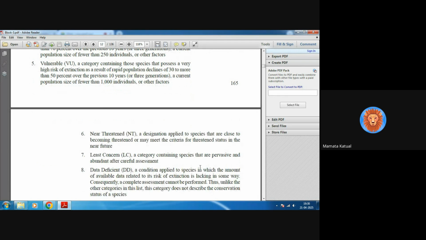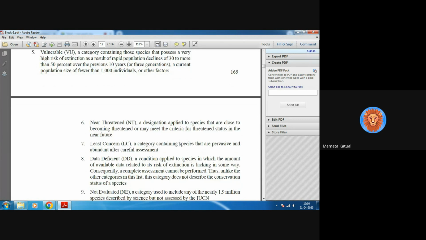Similarly, near threatened. Near threatened means it has a very high possibility of becoming extinct in the near future. Very shortly, there is a possibility that it will become extinct. Then it is near threatened.